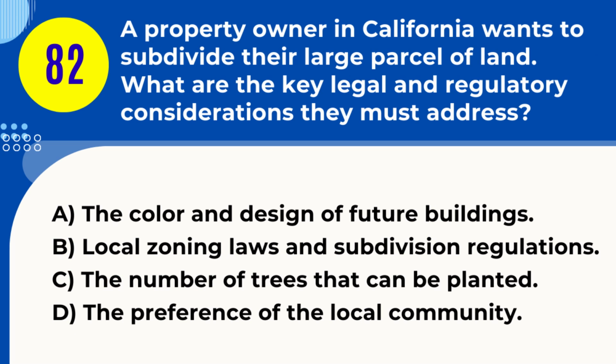Question 82. A property owner in California wants to subdivide their large parcel of land. What are the key legal and regulatory considerations they must address? A. The color and design of future buildings. B. Local zoning laws and subdivision regulations. C. The number of trees that can be planted. D. The preference of the local community.